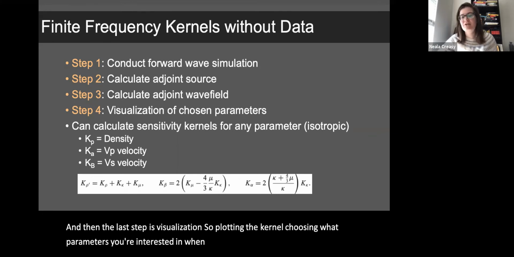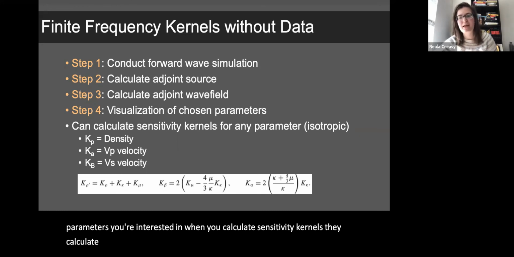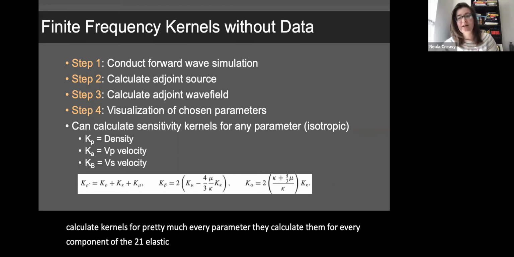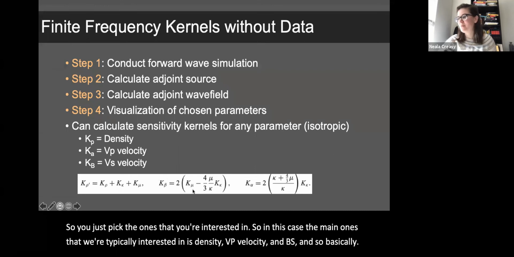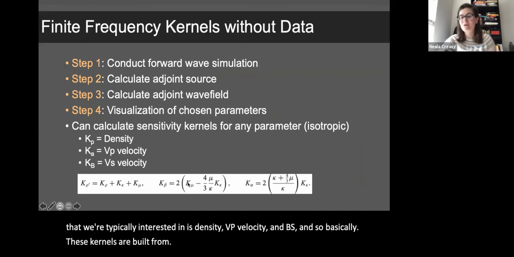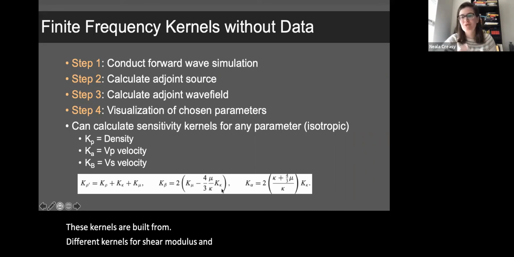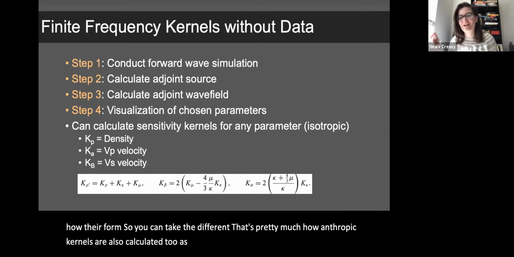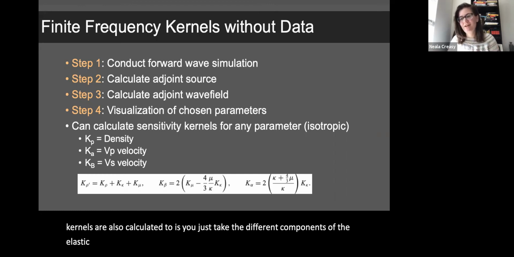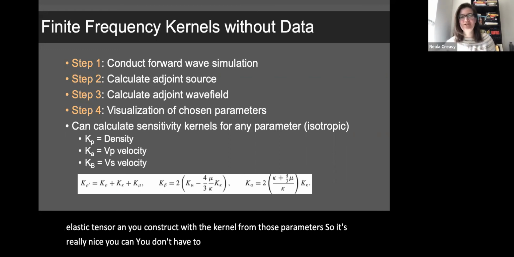So plotting the kernel, choosing what parameters you're interested in. When you calculate sensitivity kernels, they calculate kernels for pretty much every parameter. They calculate them for every component of the 21 elastic tensor and density as well. So it calculates everything, and you just pick the ones you're interested in. In this case, the main ones we're typically interested in are density, VP, and VS. These kernels are built from the different kernels for shear modulus and bulk modulus. That's pretty much how anisotropic kernels are also calculated: you take the different components of the elastic tensor and construct the kernel from those parameters. So that's really nice, you don't have to recalculate your kernel simulations. You have all the data there for you.